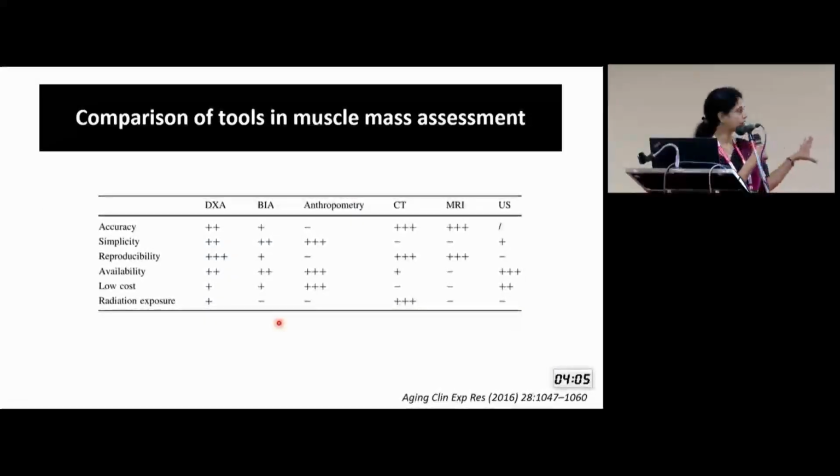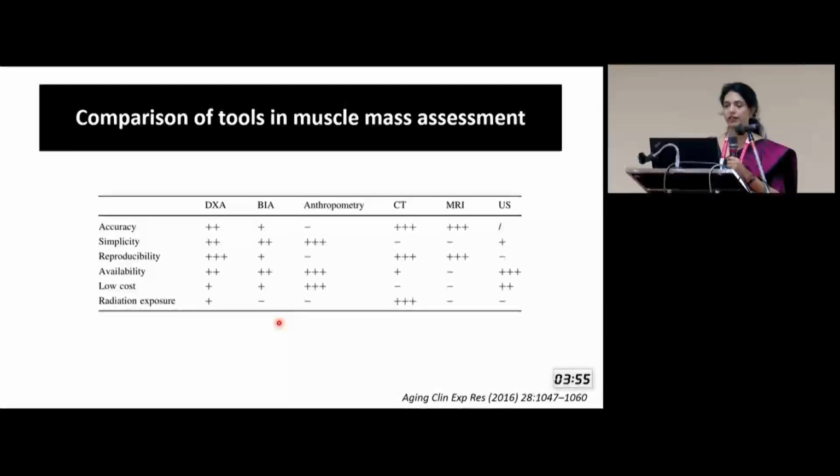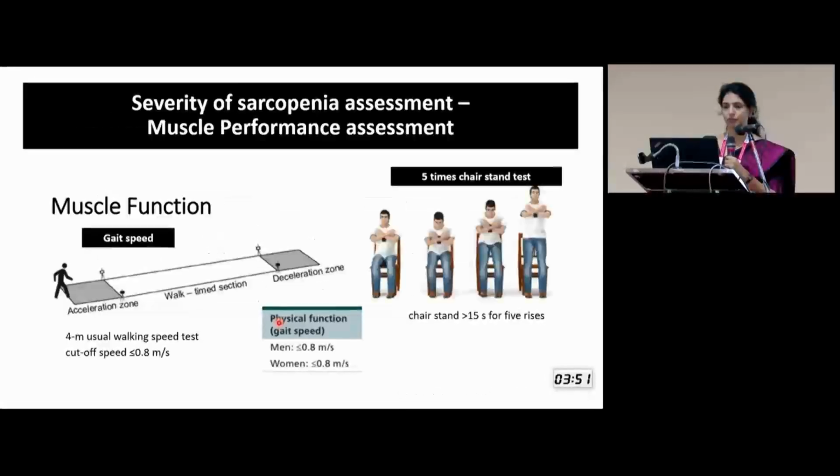This is a comparison of different tools, and you find that although CT and MRI are more accurate and reproducible, they have a lot of limitations in terms of cost and radiation exposure. So DEXA fares better in this. Next comes the body impedance analysis, and then of course anthropometry.